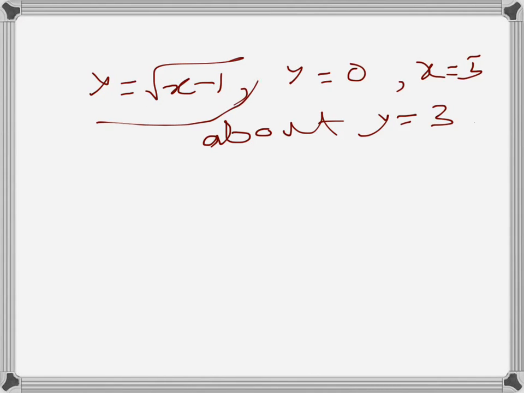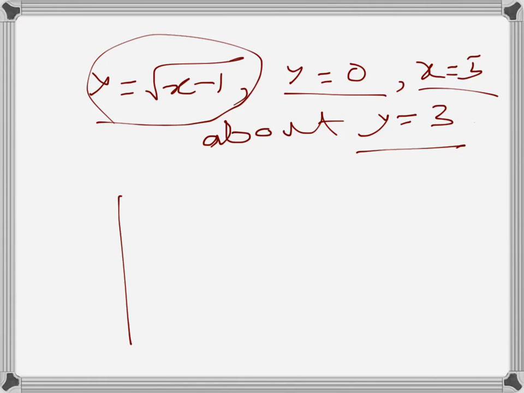So the curve y equals x square root x minus 1, y equals 0, and x equals 5. The enclosed area by these three is revolved around the straight line y equals 3. We need to find the volume that is generated using the cylindrical shell method.